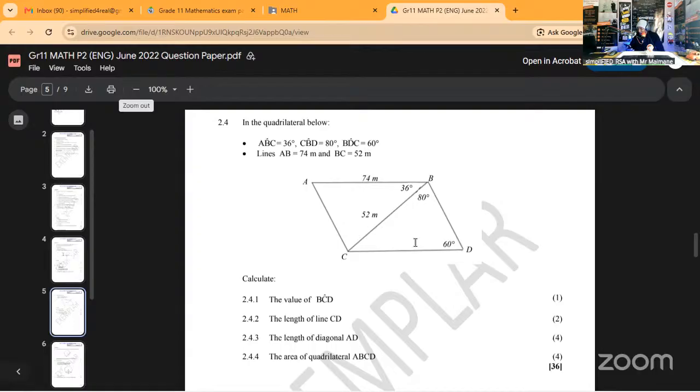Now, just for the sake of the vibe, here we have in the quadrilateral below, ABC. Angle ABC is 36 degrees. Angle CBD is 80 degrees. Angle BDC is 60 degrees. And line AB is 74 meters. And line BC is 52 meters. Calculate the value of angle BCD.